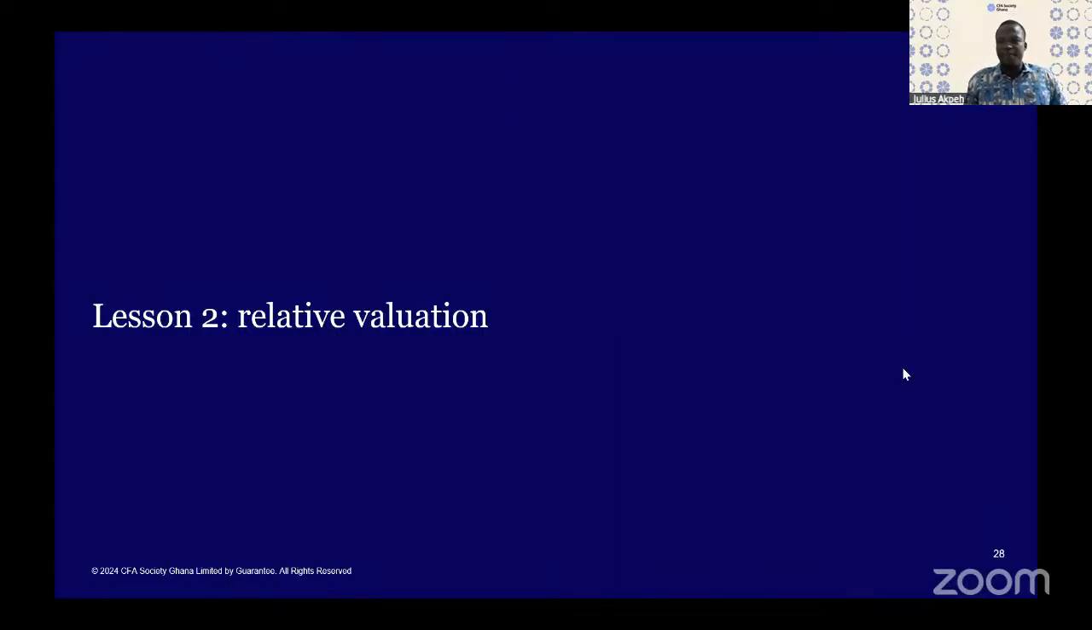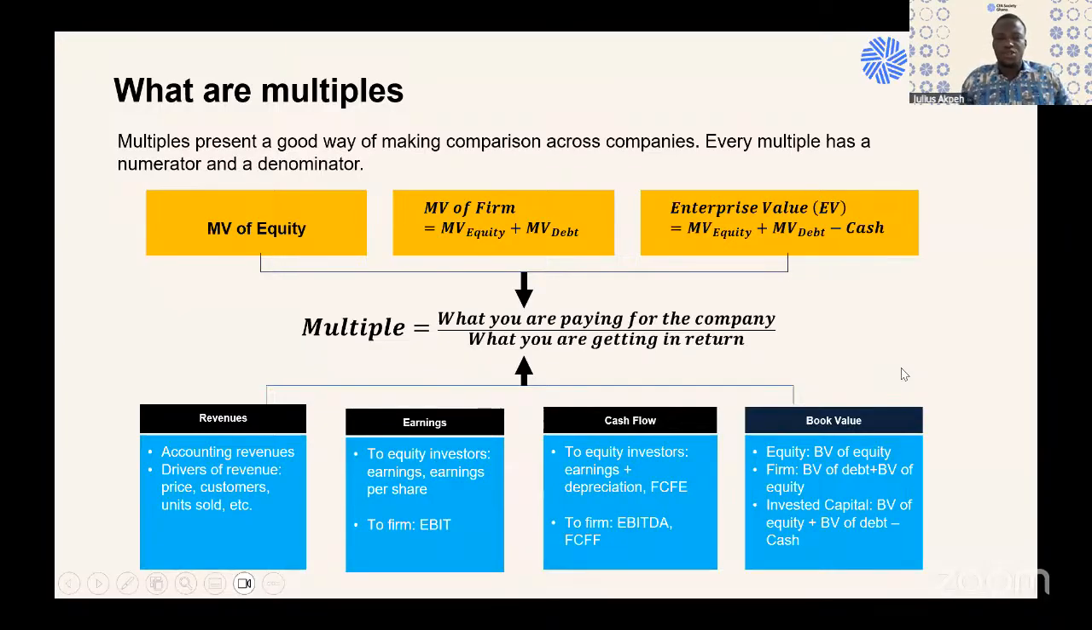Okay, so let's get it here. Now, what are multiples? We talk about relative valuation, so we are valuing a company relative to another. I gave the overview before. Every multiple we see, I believe you've seen multiples before. When I'm approaching some of these lectures, I assume some basic knowledge, like what multiples are, and some of the few multiples like price to book, price to earnings and so on, right?